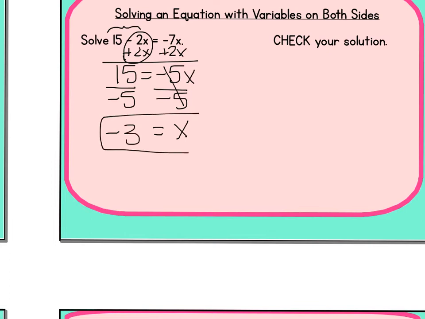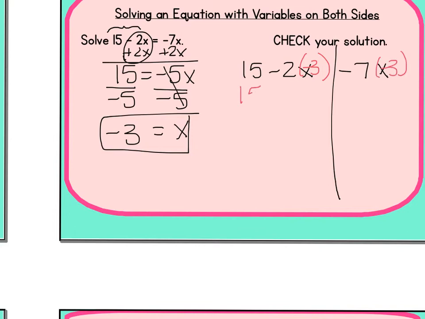If I want to check, I'm going to plug back in. So the 15 minus the 2x, what I get for that, should equal the same as what I get for the negative 7x. So we're going to plug in that negative 3 for both. So here I get 15 minus 2 times negative 3 is negative 6. We keep it, change it, flip it, which gives us 21. And the next side, negative 7 times negative 3 gives us 21. Since they're the same, we know we got it right.